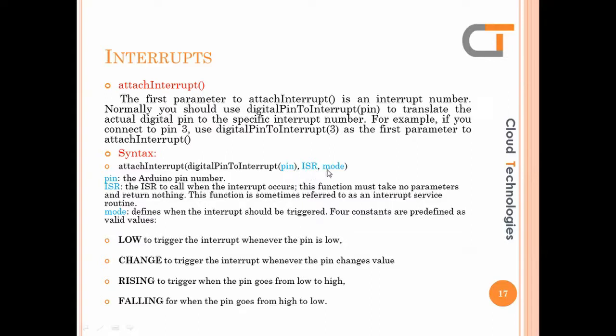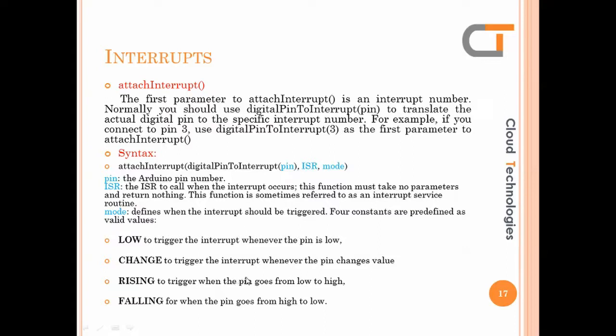Next, the third one is the mode. We have four modes actually: LOW, CHANGE, RISING and FALLING. LOW means to trigger the interrupt whenever the pin is low. When it is low, the function will be executed, nothing but the ISR, interrupt service routine. CHANGE means whenever a change happens, like if it is high and goes low, then the function will be executed. If it is low and becomes high, the change happens, so the function will be executed.